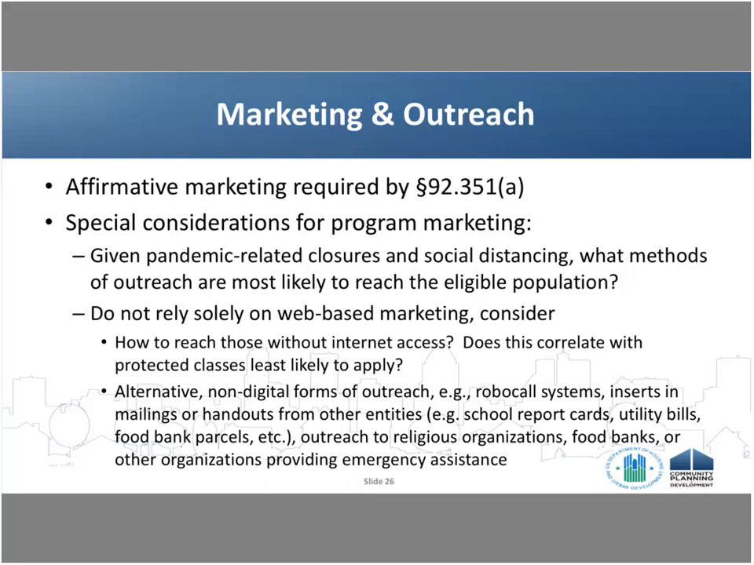In addition to traditional advertising, you might want to consider things like robocall systems, inserts and mailings or handouts from other entities that continue to communicate with their populations, like the schools, utility bills, food banks, things of that nature. And in addition, outreach through the non-traditional organizations like religious organizations, food banks, and other organizations that are providing emergency assistance to folks who are affected by the pandemic right now.